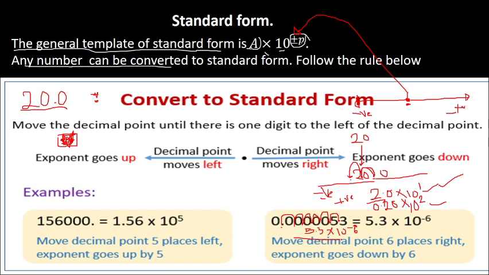That is it. So what about this one? I will be moving to the left: 1, 2, 3, 4, 5. So this is 1.5. You leave one number, okay? 1.5 times 10 raised to power 5. So this is the principle of converting a number to standard form. And any number can be converted to standard form.